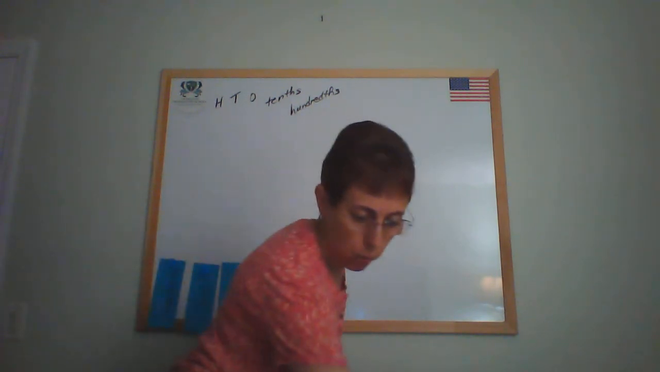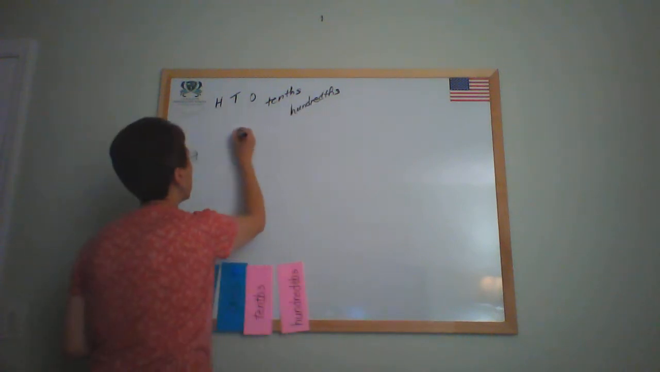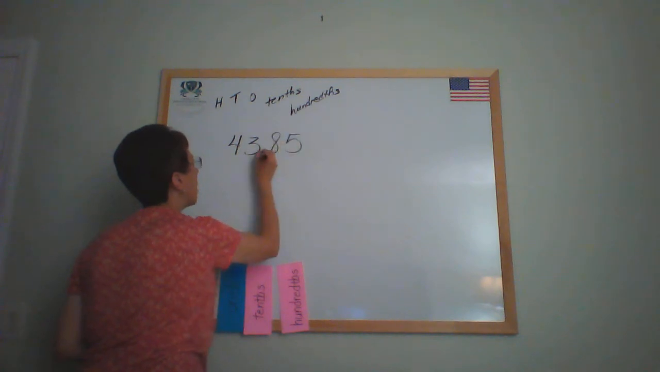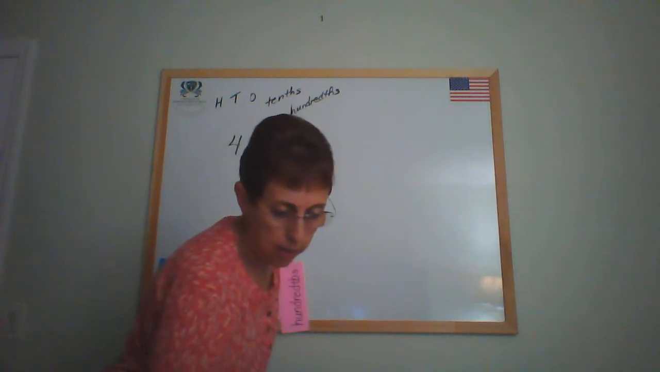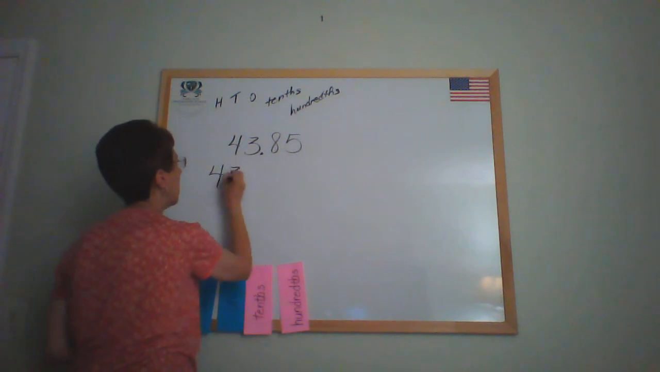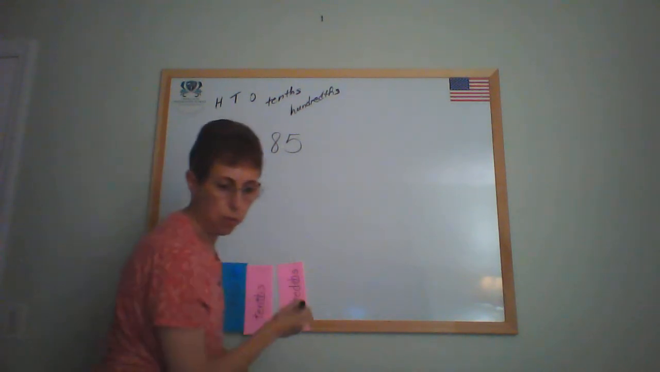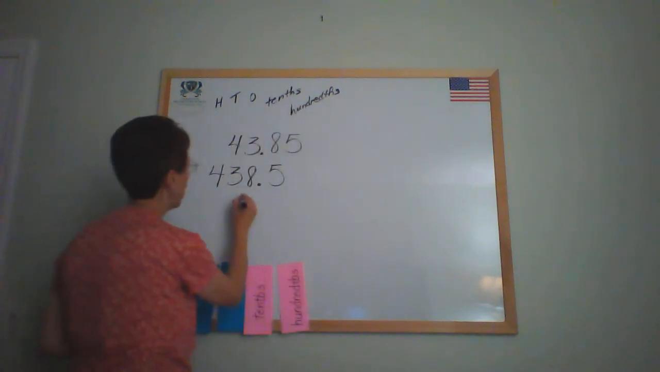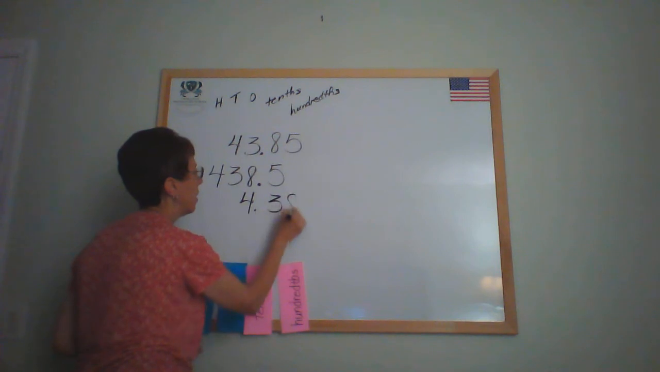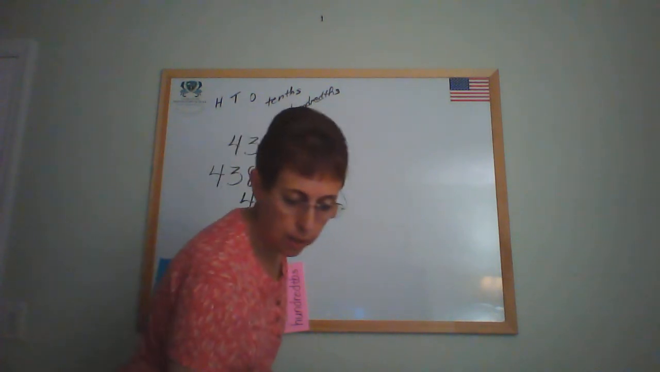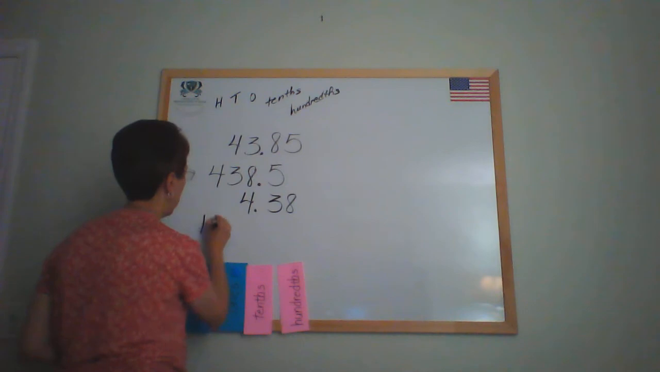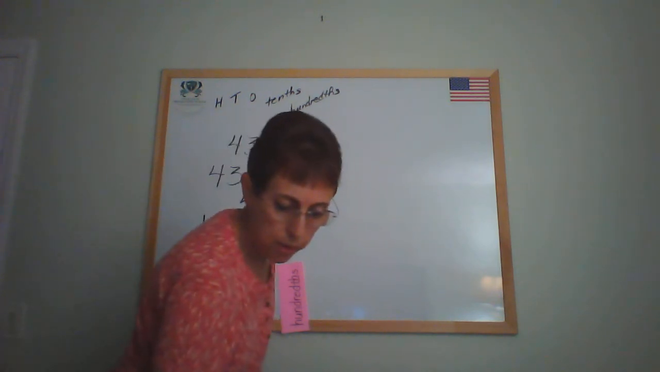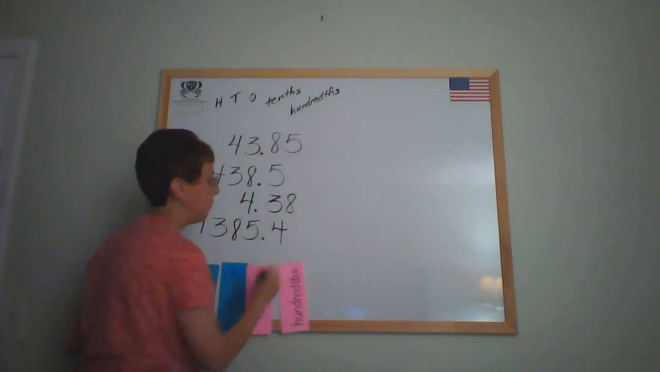Okay, so we have $43 and 85 hundredths, 438 and 5 tenths, 4 and 38 hundredths, and 1,385 and 4 tenths.